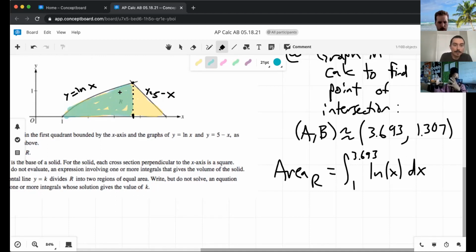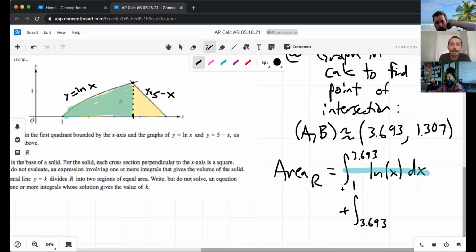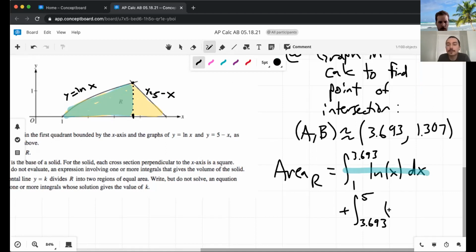We need to add this yellow part here. How do we do that? We add the integral from the x value of the point of intersection, which is 3.693, up until this x value where it meets the x-axis, which is 1, 2, 3, 4, 5. And what's the function we're integrating under? It's the y equals 5 minus x function. Again, this is the yellow region here.